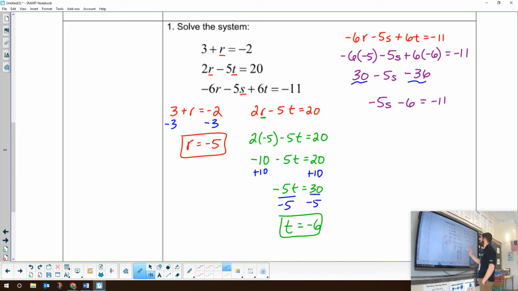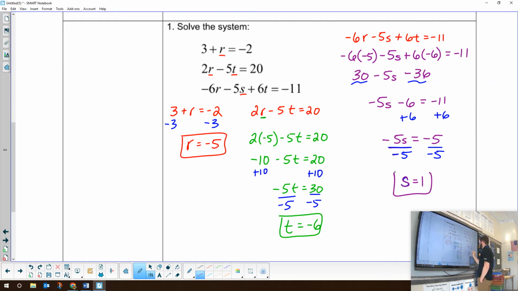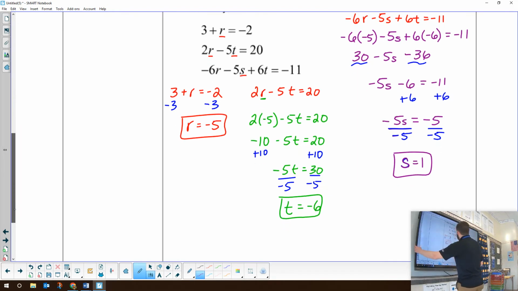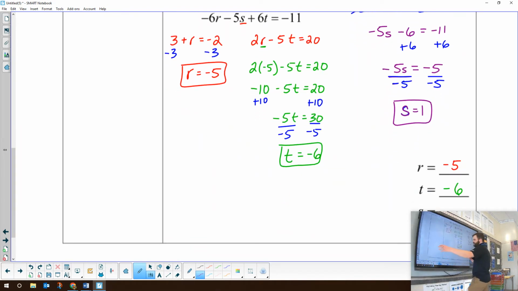Now I will just add 6 to both sides. We will get negative 5s equals negative 5. Divide both sides by negative 5, and we're going to end up with s equals positive 1. Awesome. So we got my third answer, and s equals positive 1.